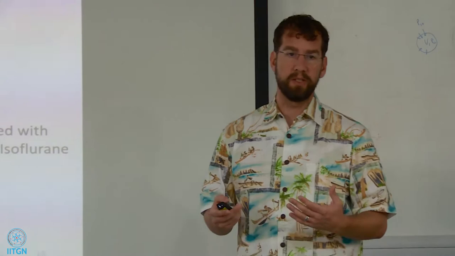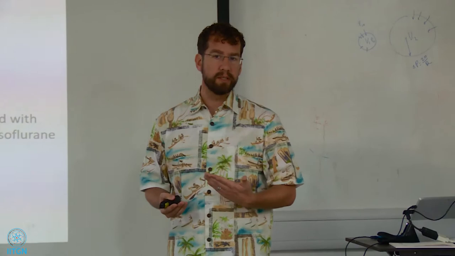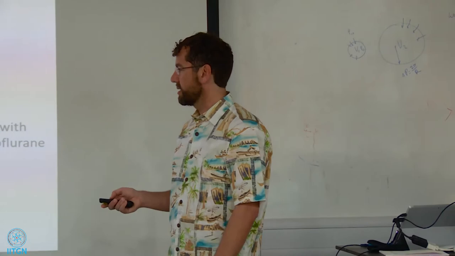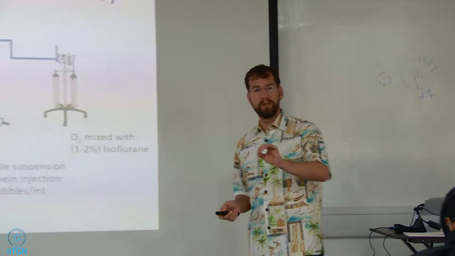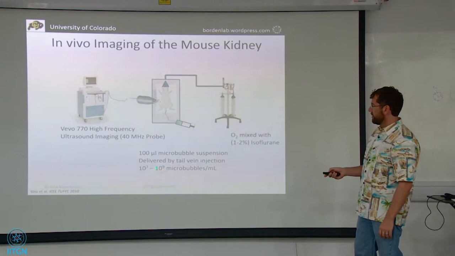And in this study, 100 microliters are injected. Now, in these animal studies, you can only inject, I think, up to 150 microliters before you start to overburden the volume of the blood of the mouse. Okay? So there's a limit to how much you can inject. And so we injected 100 microliters of suspension, followed by 50 microliters to just clear out the tubing and make sure we push all the microbubbles into circulation, delivered by the tail vein. And these bubbles, we tested some different concentrations, 10 to the 7th to the 9th microbubbles per ml.